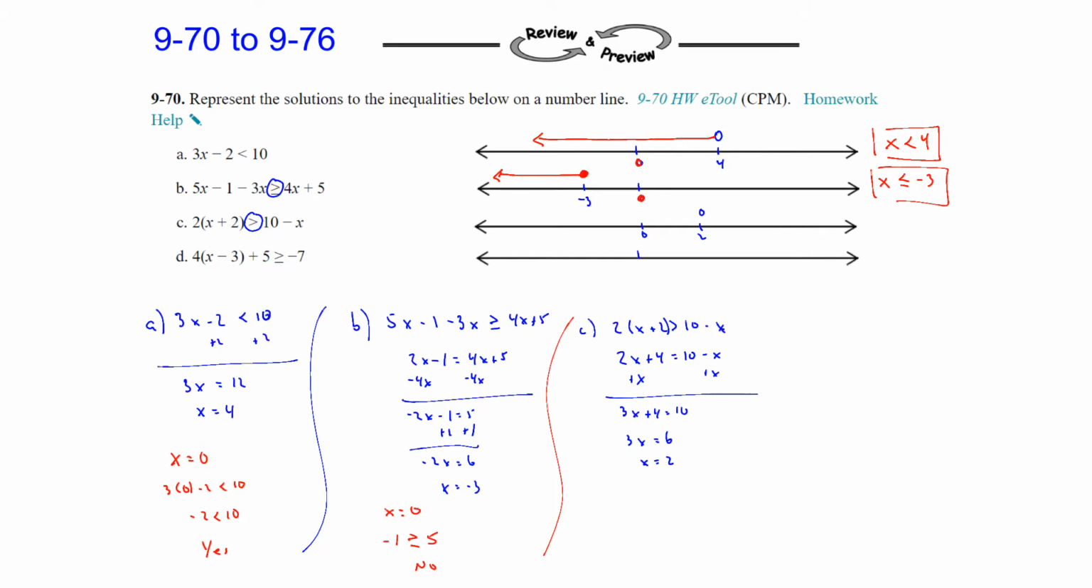So we'll do an open circle, and then we'll test the point 0 again. So this will be 2 times 0 plus 2 is greater than 10 minus 0. So this is just going to be 2 times 2, and that is 4. Is 4 greater than 10? No. So at the point 0, it is not going to work. So now we need to go the other direction, to the right. So that is all values of x that are greater than 2.